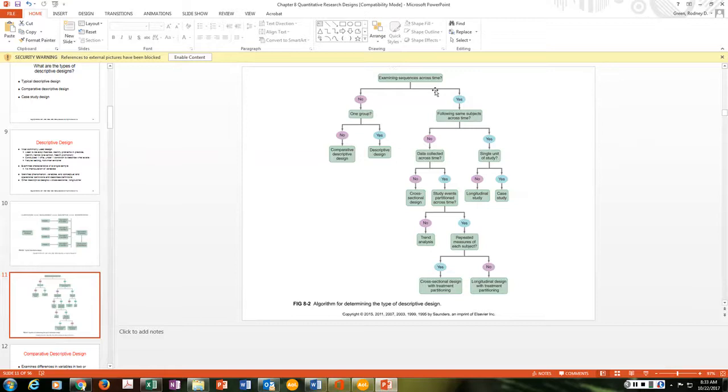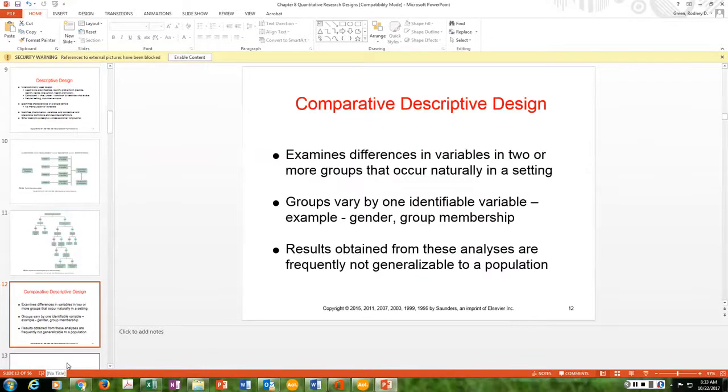On the other side, are you examining sequences across time? Yes. Are you following the same subjects across time? Yes. Is it a single unit of study? Yes. Then you have a case study. Back here, following subjects across time? No. Data collected across time? No. Then you have a cross-sectional design. A comparative descriptive design examines differences in variables in two or more groups that occur naturally in a setting.